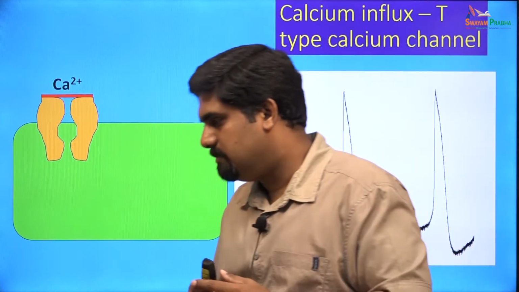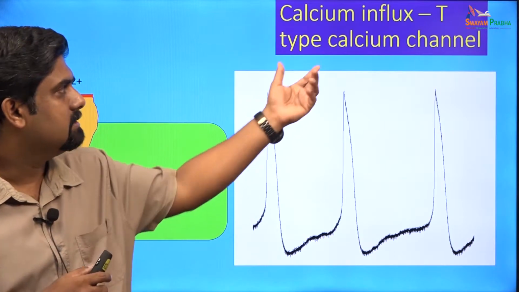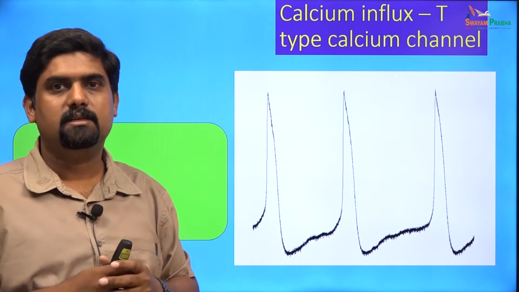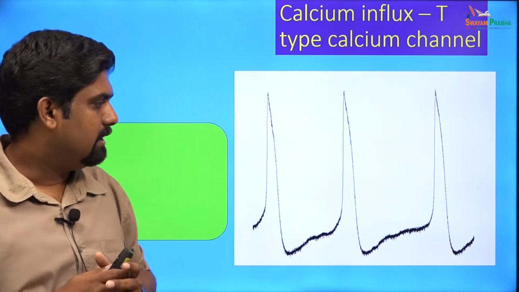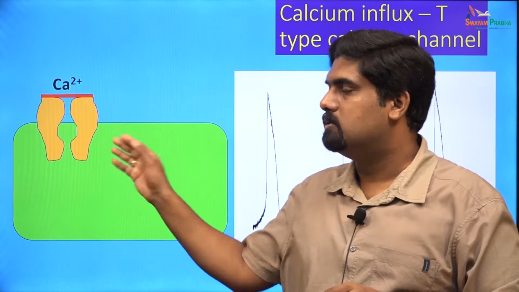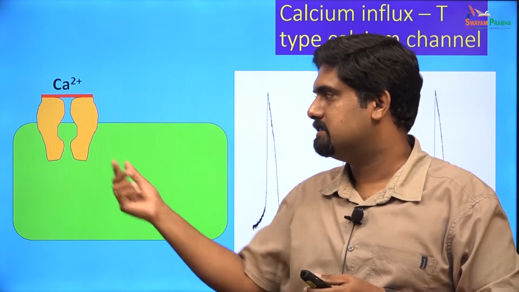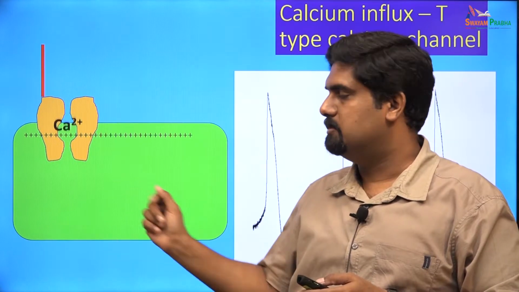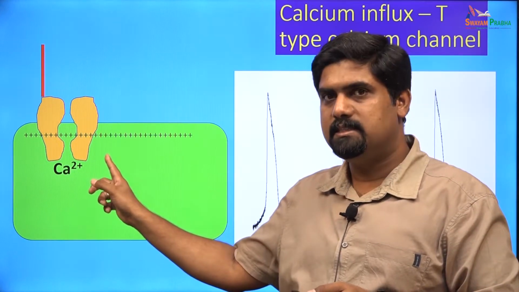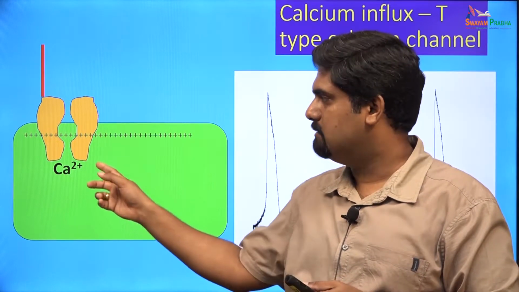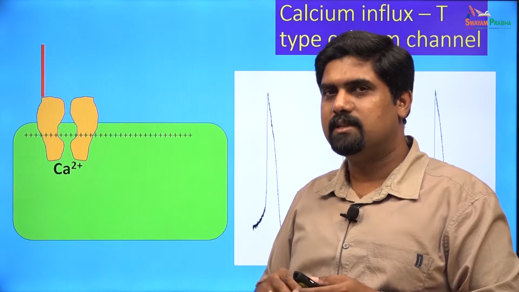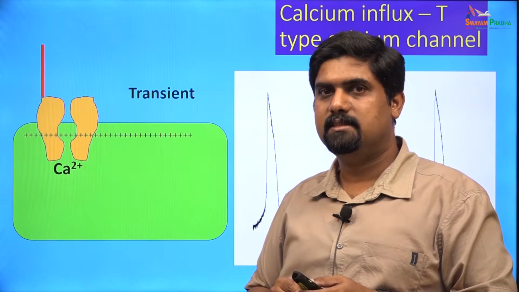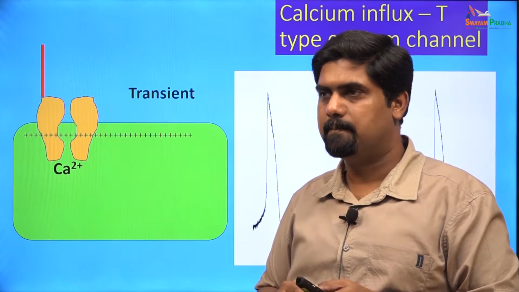Now, another calcium influx pathway for the cell is something known as the T-type calcium channel. These channels are present in the SA node of the heart, and like the L-type calcium channels, these are also voltage gated calcium channels. So, they are closed at rest, and when the cell membrane is depolarized, these channels open, allowing the entry of calcium into the cell. The calcium entry through these channels happens very fast. These channels open and close very quickly, and therefore the calcium entry is very transient, and therefore these channels are also known as transient calcium channels or the T-type calcium channels.